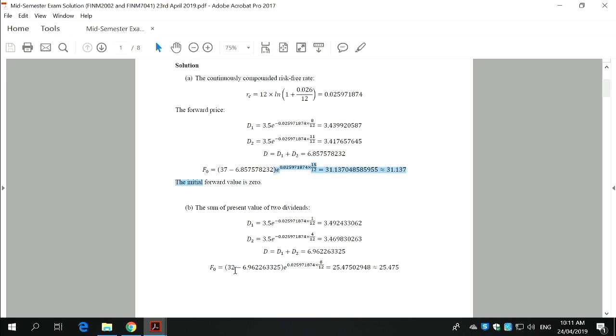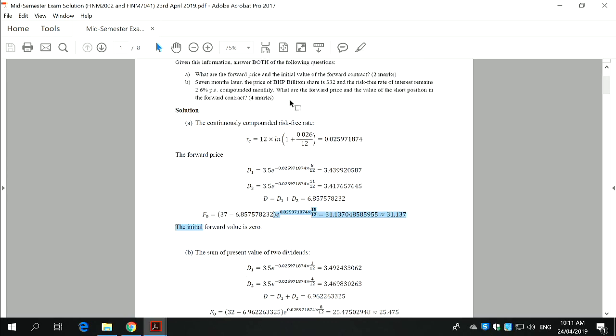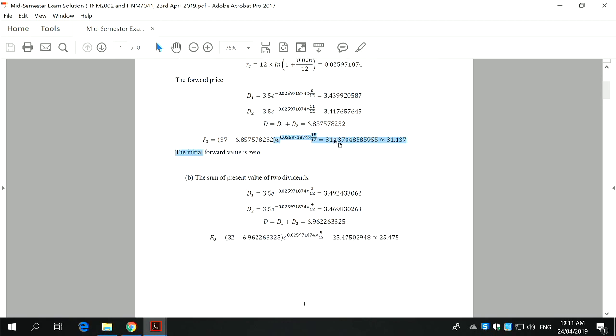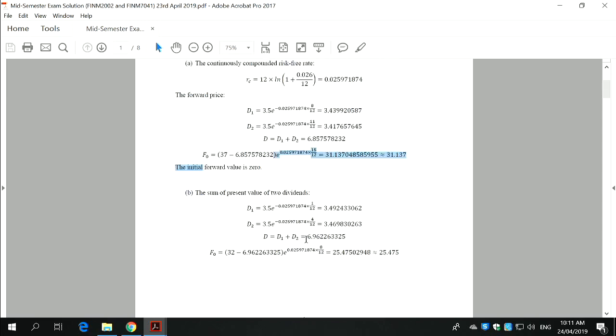You're using the updated spot price. So the updated spot price for BHP 7 months later is $32, right? So $32 subtract the present value of the two dividends, and you bring forward 8 months, right? So you get the forward price is 25.47.